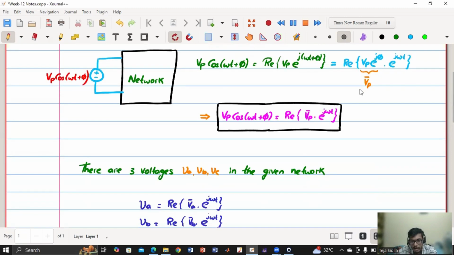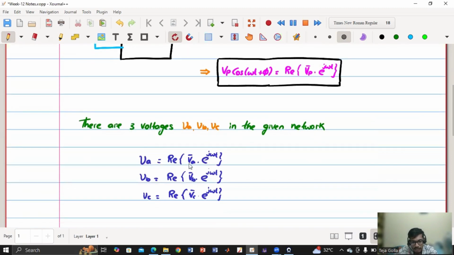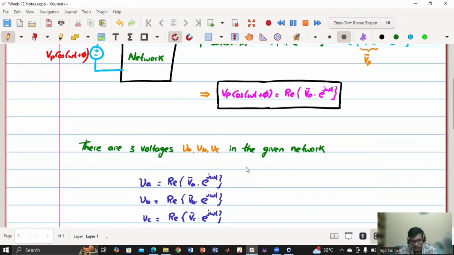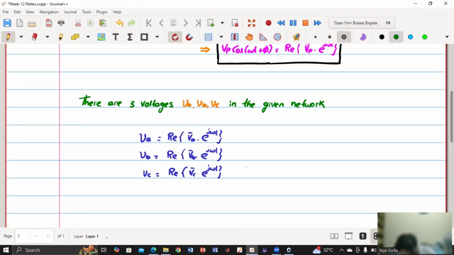So here Vp bar is Vp into e to the power j phi. Here Va bar will be Va into e to the power j phi 1. So maybe we can also write it. So Va bar will be some voltage, say V1, e to the power j phi 1. Because we don't know the phase or the magnitude, because that's what we have studied, right? It will be a scaled version of the input function. So we are considering it as V1 cos of omega t plus phi 1, and we are writing in a different way now.